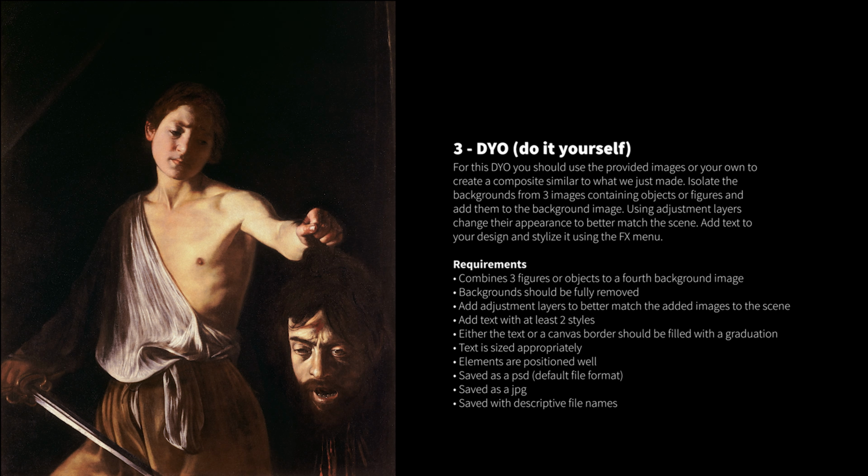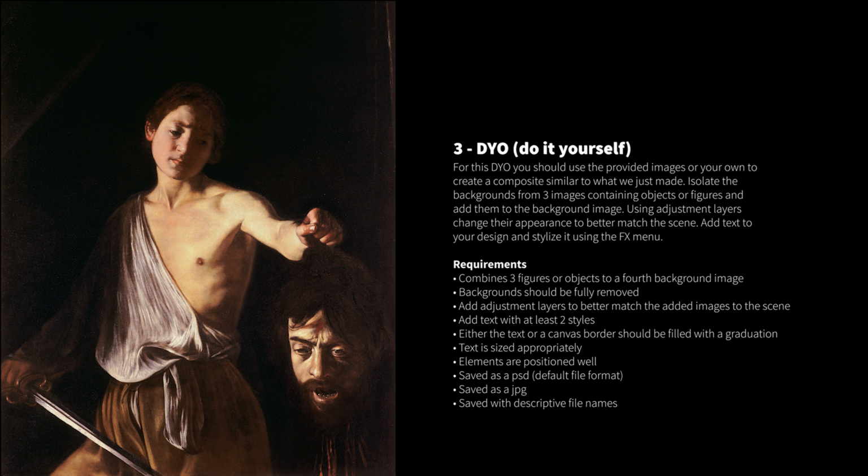All right, for this do-it-yourself, pretty much do exactly the same thing, except using 3 images or an object along with a background. So you can use ones I provided or find your own. It doesn't really matter too much. Background should be fully removed. You should use adjustment layers to make sure everything kind of starts matching a little bit. You won't get it perfect yet because this is just chapter 3.